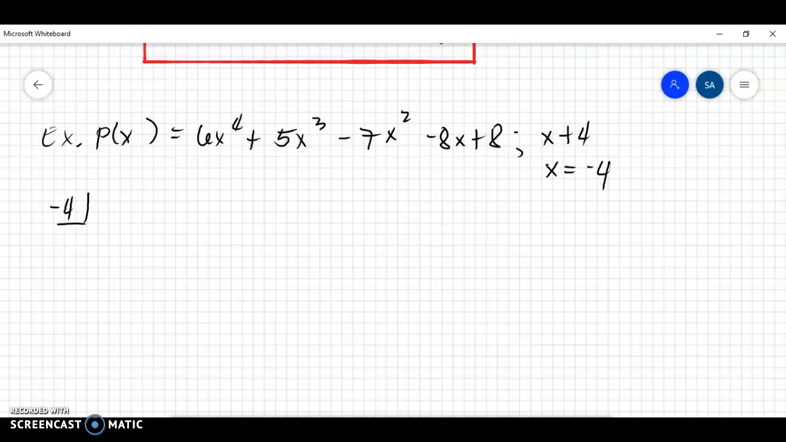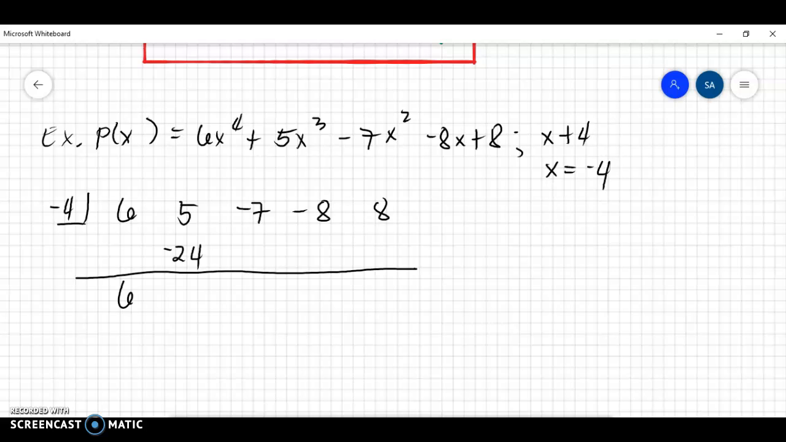So let's proceed to synthetic division. So our terms are complete. You have 4, 3, 2, 1, and constant. So just copy it, the coefficient. So we have 6, 5, negative 7, negative 8, and then 8. So bring down 6. 6 times negative 4, that is negative 24. Negative 24 plus 5, that is negative 19.